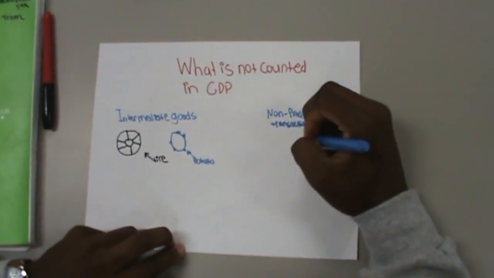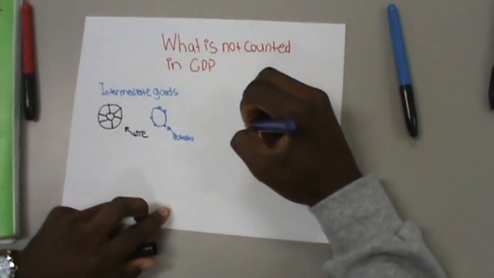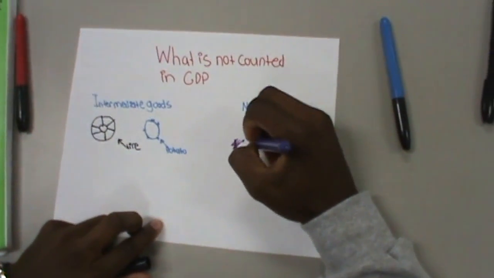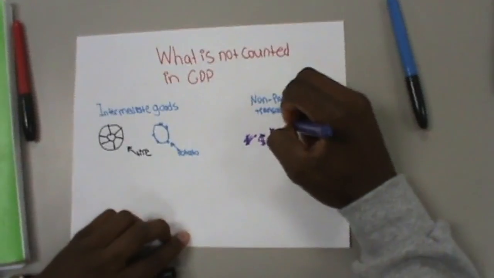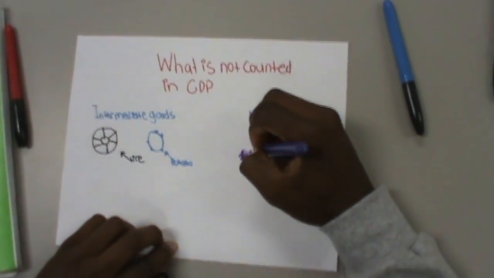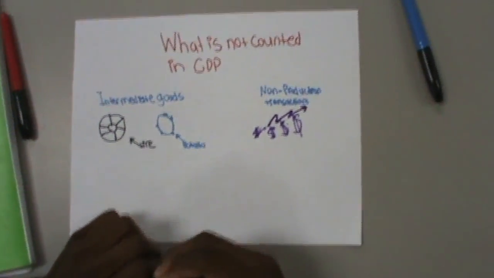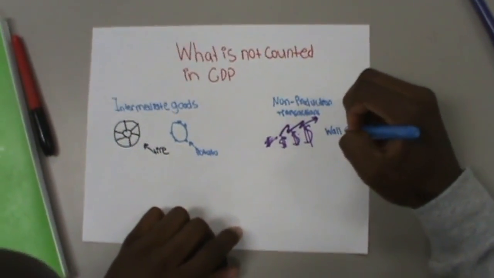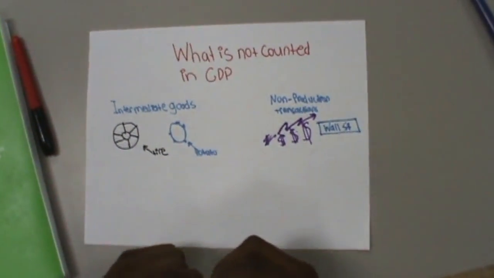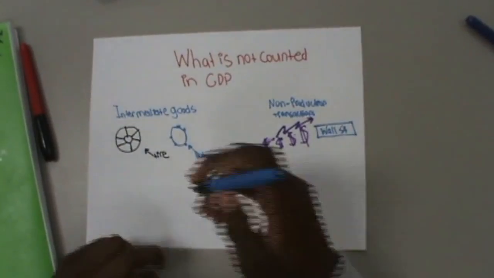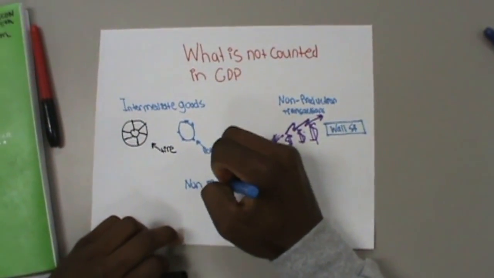This could include tires that have been purchased but have not yet been put on the cars in the assembly line, or potatoes that have not yet been cut and fried into French fries. Non-production transactions are goods or services that are not being bought or sold. This would include taxes, bonds, or transfer payments such as Social Security.